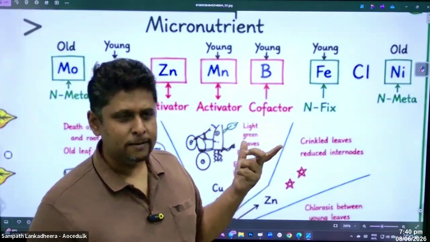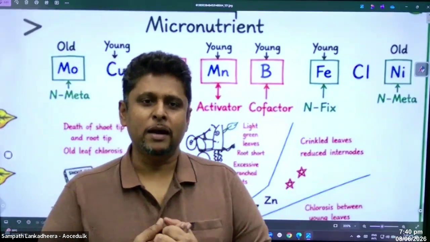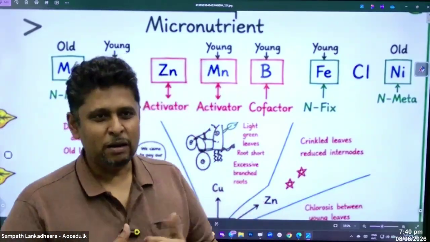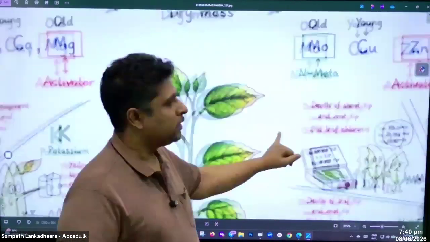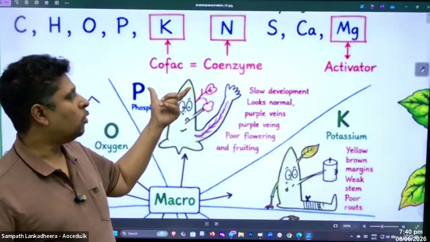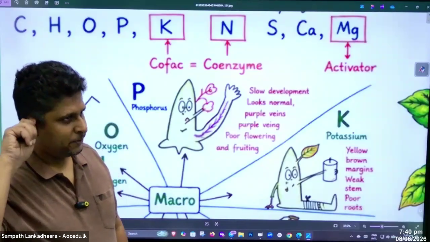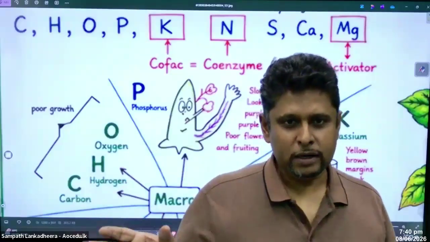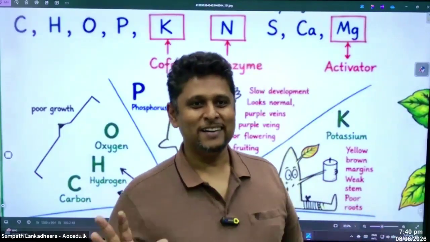Potassium is a cofactor. Boron is a cofactor too. Potassium and boron both are cofactors, right, people? So potassium is a cofactor, and then boron is also a cofactor. So these things you have to remember, right?